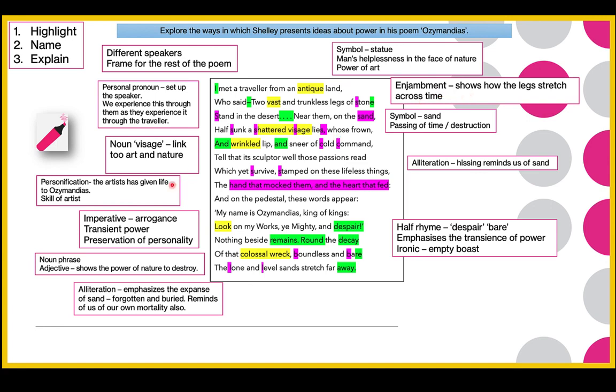If we look down here, I've also had a look at language, the imperative. I think the imperative shows a little bit of arrogance, also maybe shows a transience of power because this person's arrogance wasn't strong enough to save the statue. But also it's a way of maybe preserving the personality. We do get a sense of the personality from the imperative. So I've just tried to jot down a few things in terms of my own interpretation and my analysis.